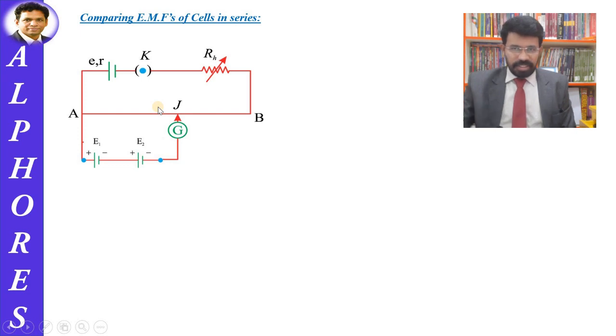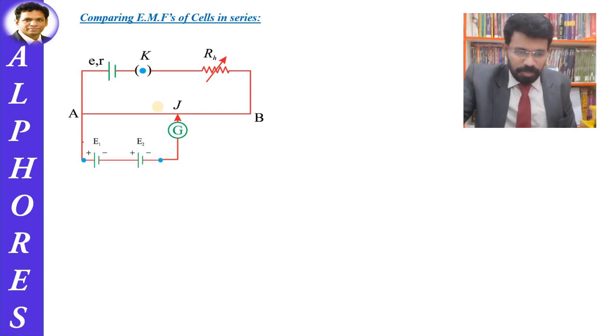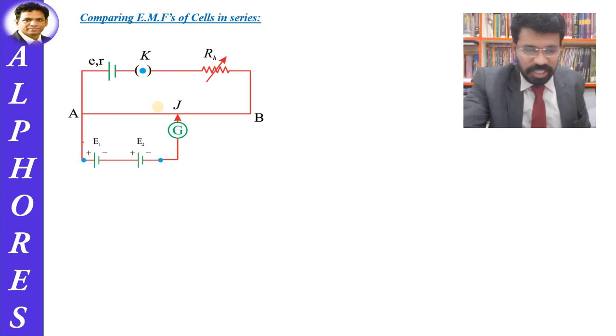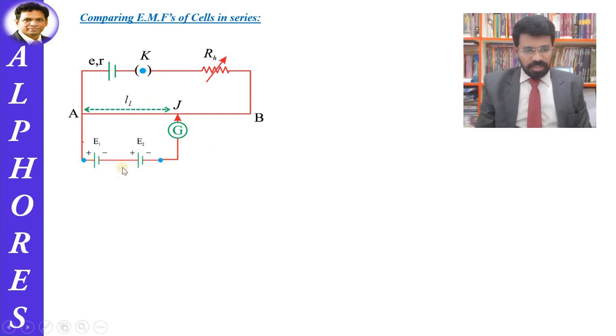If I see any balancing length here, that balancing length indicates that the potential difference across the balancing length is exactly equal to the EMFs of these two cells. So here, if L1 is the balancing length, it means E1 plus E2 is exactly equal to the potential difference across this length L1. So the corresponding equation is E1 plus E2 is equal to potential gradient into L1.